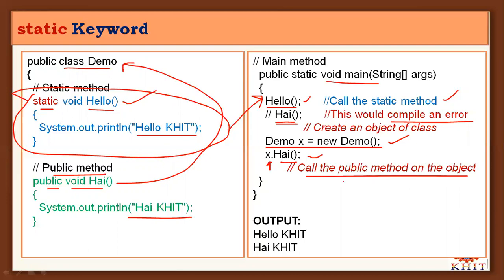So when we call these two functions, hello and hi, it simply displays on the screen hello khid, hi khid. So this is the usage of static method declaration, and we will see some more examples in further concepts about static variables, static methods, and the like.